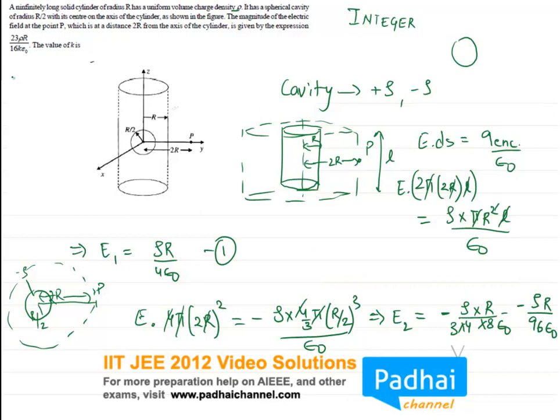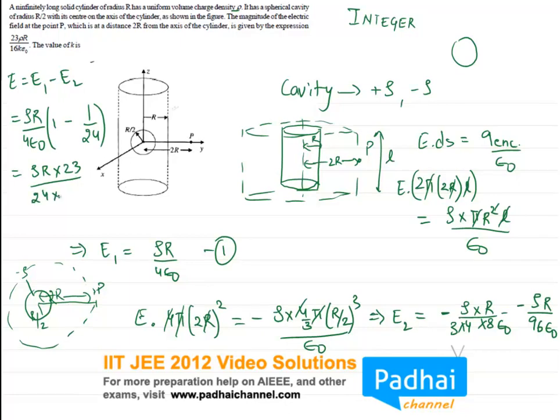So net electric field will be given by what? E1 minus E2. So this will be equal to, what we can do is we can take rho r upon 4 epsilon naught as common. We will be getting 1 minus of 1 divided by, what will be this? This will be 24, right? 24. So this will be equal to rho r into 23 divided by 24 into 4 epsilon naught, right?